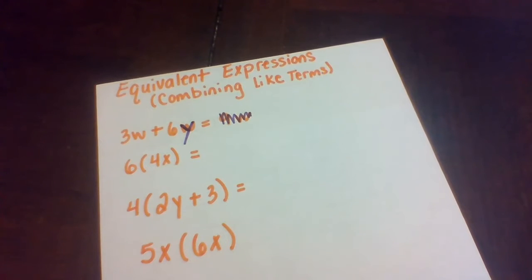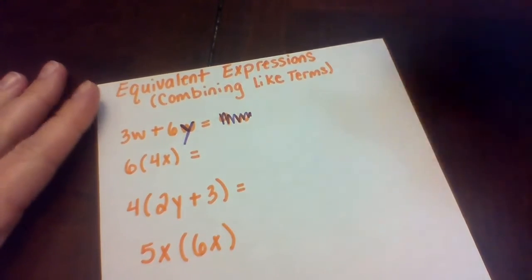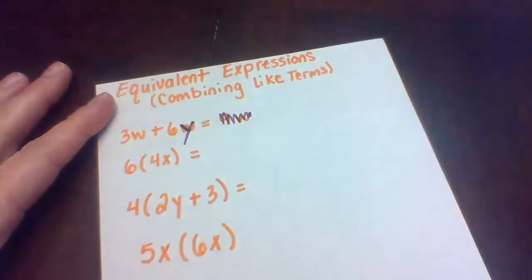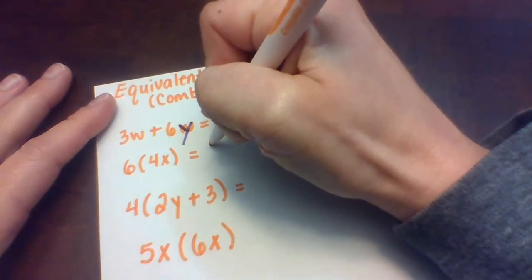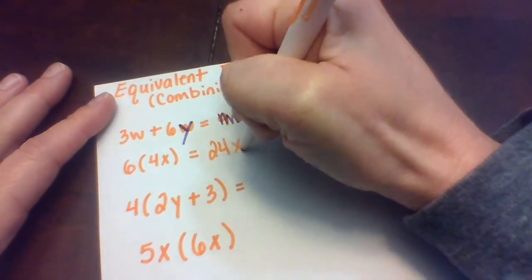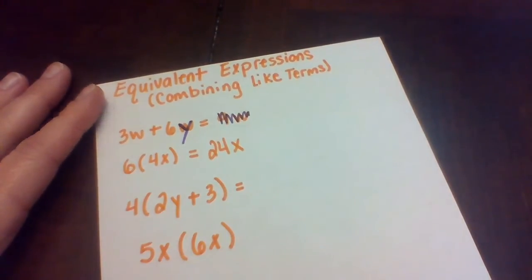So you have to make sure that your terms are the same, meaning your variables are the same, before you go ahead and mix them together. So with this next one, I only have one variable. I have an x. So I have 6 and then in parentheses 4x. This is the distributive property, which tells me I have to take the 6 and multiply it by what's in the parentheses. So here I'm going to do 6 times 4 is 24, and that tells me I have 24x.